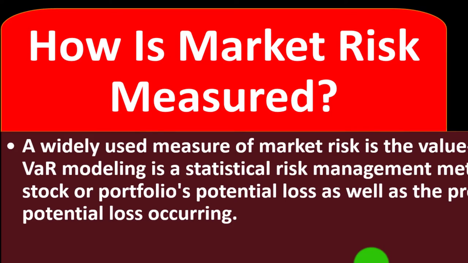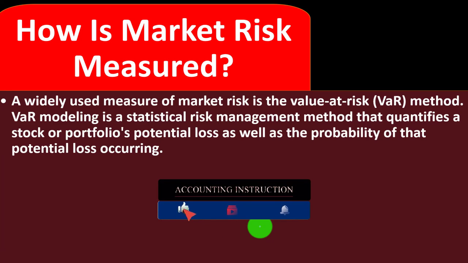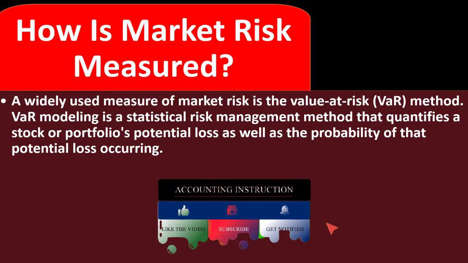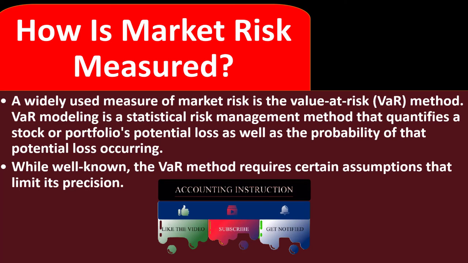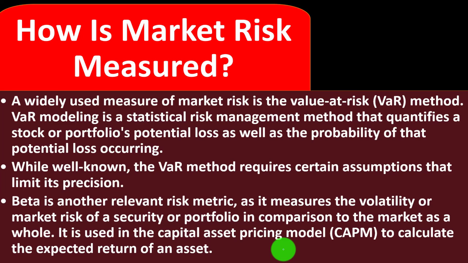How is market risk measured? A widely used measure of market risk is the value at risk, the VAR method. VAR modeling is a statistical risk management method that quantifies a stock or portfolio's potential loss as well as the probability of that potential loss occurring. We might dive into that more in future presentations. While well known, the VAR method requires certain assumptions that limit its precision. Beta is another relevant risk metric, as it measures the volatility or market risk of a security or portfolio in comparison to the market as a whole. It is used in the capital asset pricing model, the CAPM, to calculate the expected return on assets.